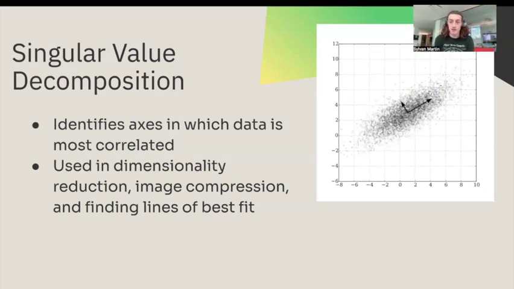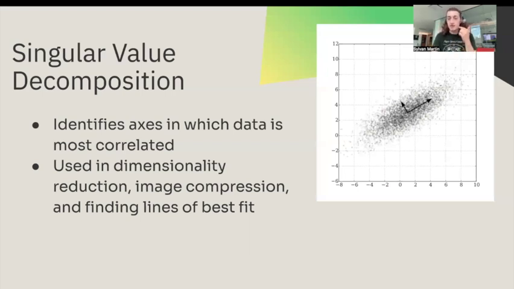So singular value decomposition is a way of identifying axes in which data is very correlated. This often helps in dimensionality reduction. In this picture that we got from Wikipedia, it's technically a plot of a bunch of 2-dimensional data points, but if you blur your eyes, it could be seen as roughly 1-dimensional because all the points sort of fall along this line here. SVD is used to identify what exactly this line is.